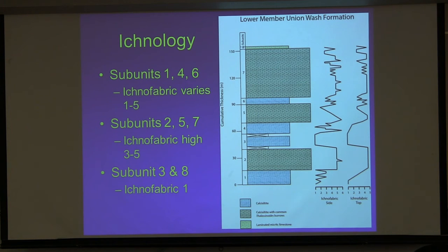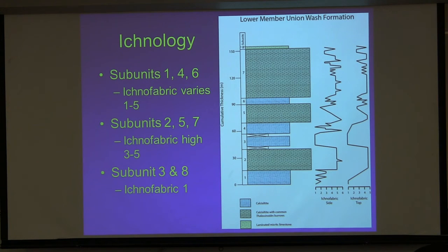So for subunits 1, 4, and 6, the ichnofabric varied from 1 to 5. You can see the ichnofabric side is the first chart here. The ichnofabric top is the second chart. So 1, 3, and 5, it varied from 1 to 5. In the bottom, it somewhat builds up.